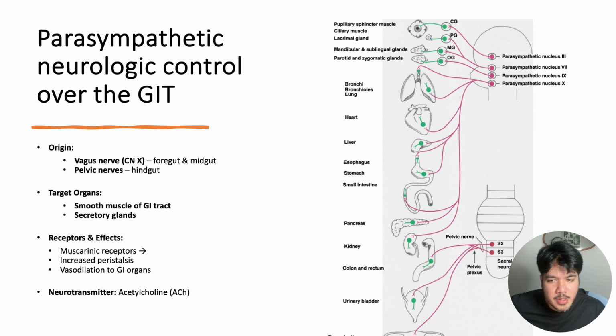Now, in terms of your parasympathetic division, you have your vagus nerve, which controls what we call the foregut and midgut, so the top two regions of your gastrointestinal tract, and your pelvic nerves controlling your hindgut, so your colonic region and whatever is more caudal in your body. Target organs are the smooth muscles of your GI tract and secretory glands. Obviously, this is parasympathetic, so the receptor types are mainly muscarinic. They help with increasing peristalsis and vasodilation to organs. And as you should know by now, any form of parasympathetic activation has a neurotransmitter of acetylcholine.